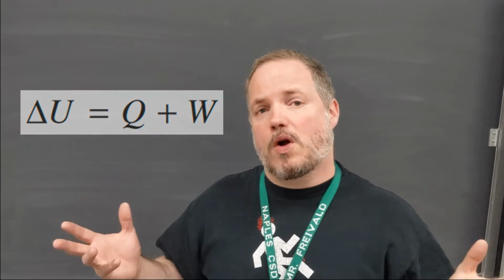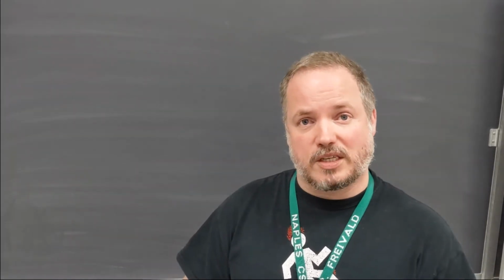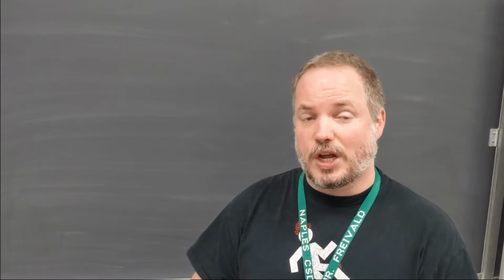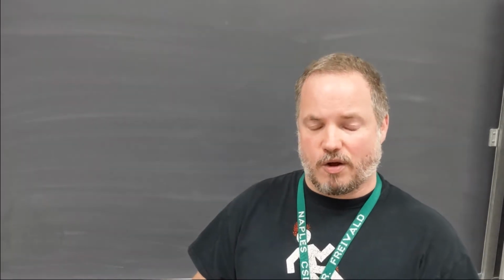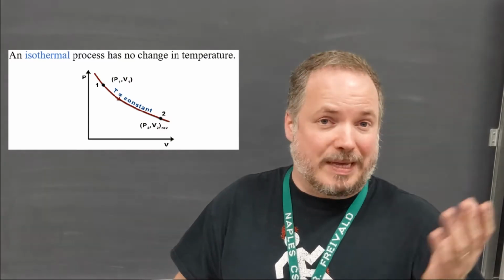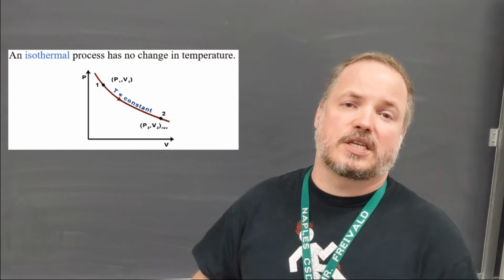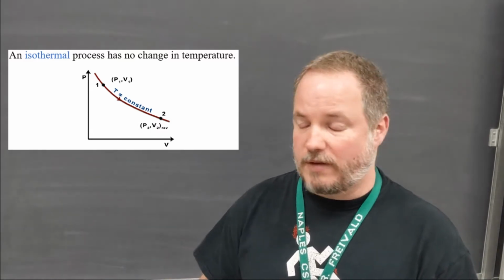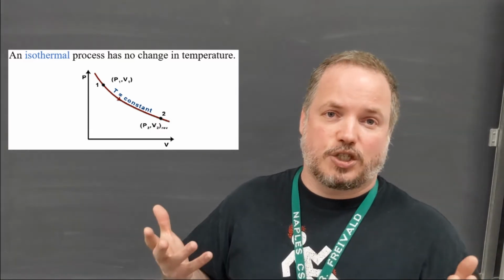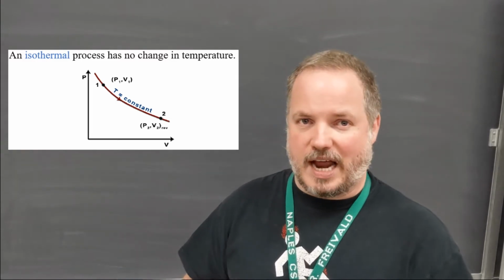Now, there are four major ways that you can transition from one state to another with a gas. Those four ways all have names that you're going to have to memorize, and you've got to know some details about each and what they look like on a PV diagram. The first one is called an isothermal process. Iso means same, thermal, we're talking about temperature. Isothermal means a process that is at the same temperature. So if you expand a gas without changing its temperature, you have an isothermal process.